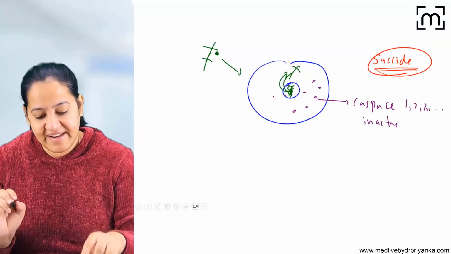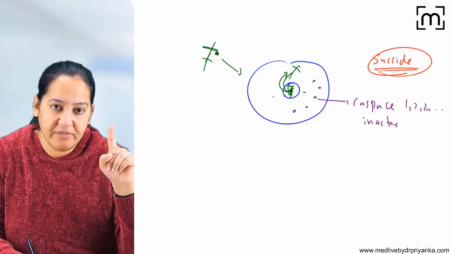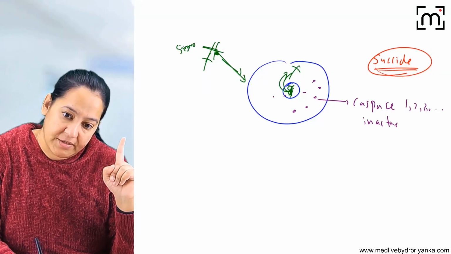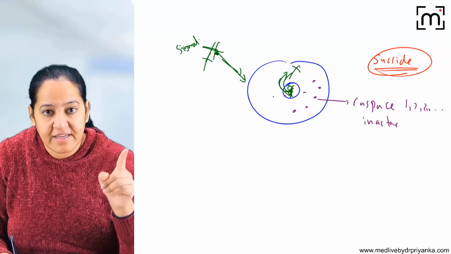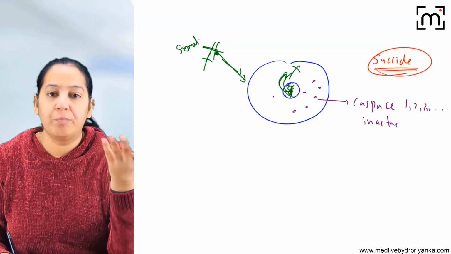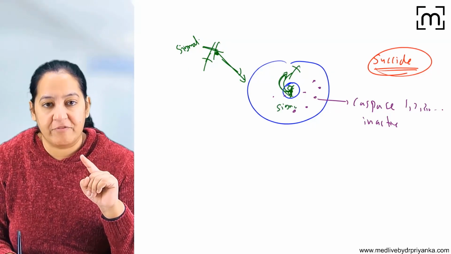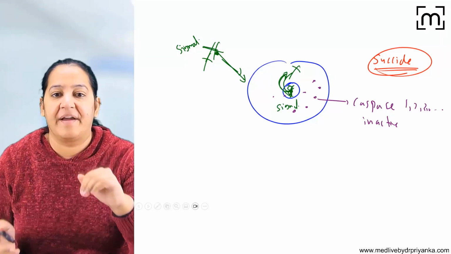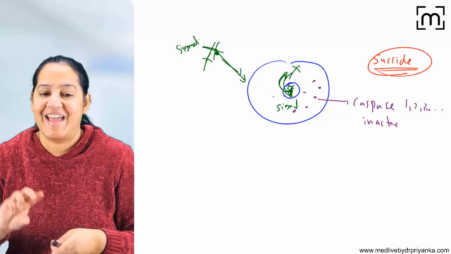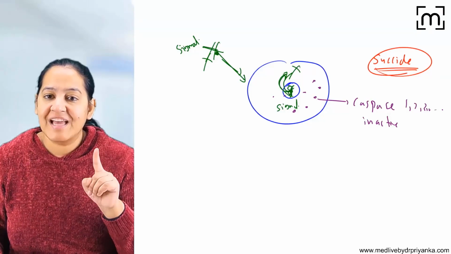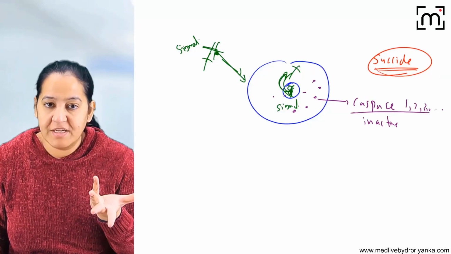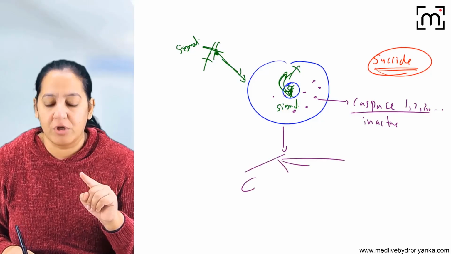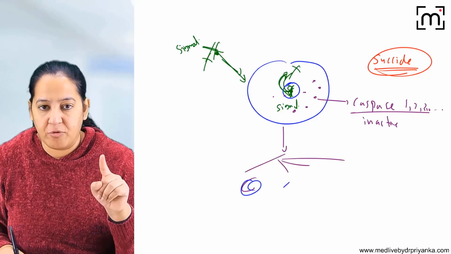So whenever the cell gets the signal, either the body gives the signal that you are no more required, commit suicide, so here the signal is coming from outside. Or the DNA is giving the signal to the cell that I am damaged, I am gone, you please commit suicide. So here the signal is coming from inside. Whenever the signal comes either from outside or from inside, the caspases get activated. Once the caspases are activated, what do they do? They convert the cell into multiple apoptotic bodies. Multiple small bodies are formed.